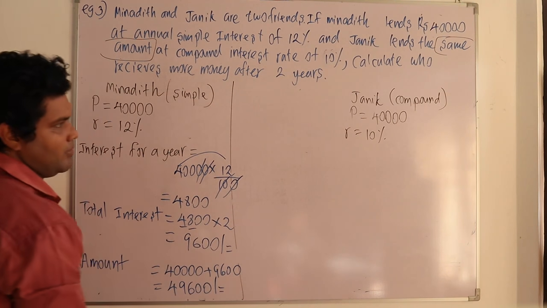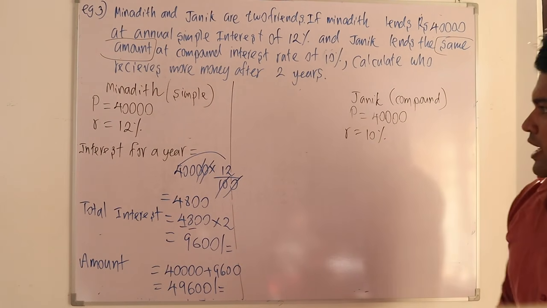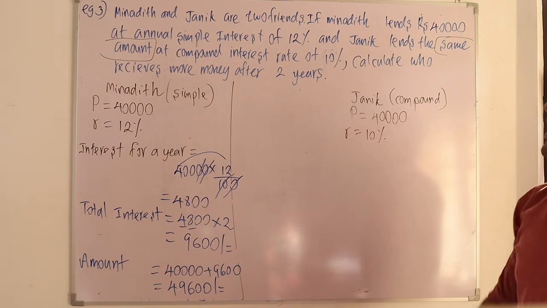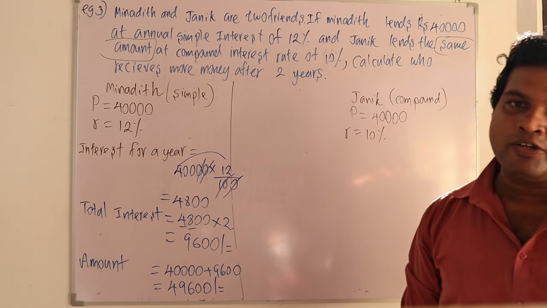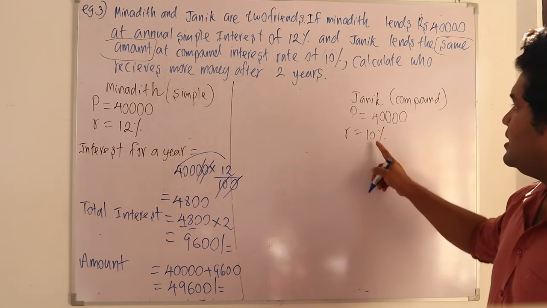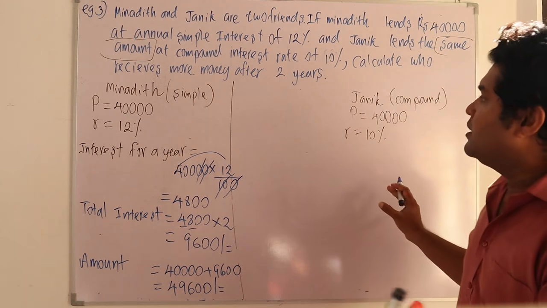49,600 is the total amount. This side we can calculate the case of Janik. Janik lends the same amount according to the rate of compound interest, but the rate is 10%. Okay, but this question is a comparison question.